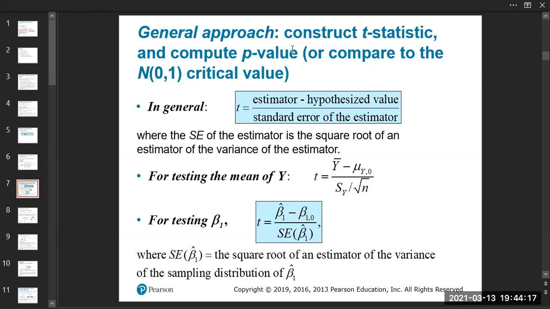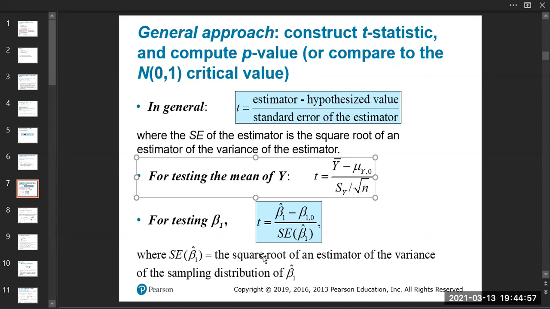The general approach is we need to construct a t-statistic. The t-statistic equation is the same as in our previous chapter 3. T equals the estimator minus the hypothesized value, divided by the standard error of the estimator. For testing the mean of y, you should be familiar with this one. T equals y bar minus the hypothesized value mu y0, divided by the standard error. The standard error here could be s_y divided by square root of n.